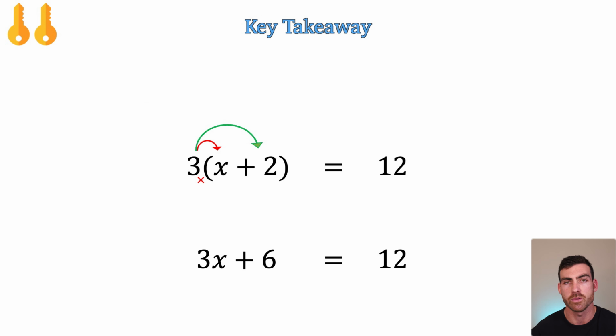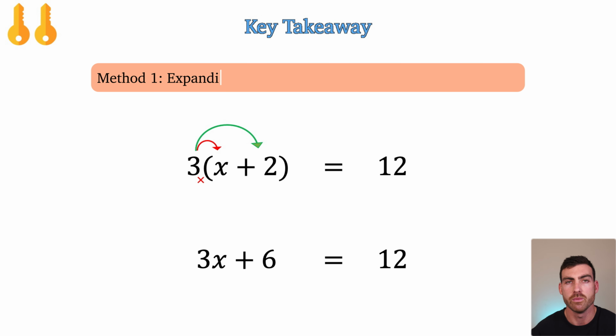So what's the key takeaway? Method 1, when you expand first, is the safest method for most problems. It keeps the numbers clean, it keeps you in control, and it works every time.